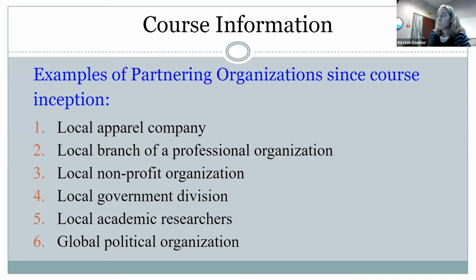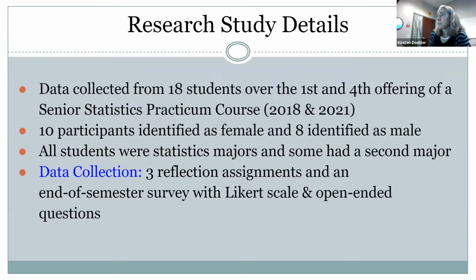Another example is a local branch of a professional organization, and that organization actually worked with the course over multiple years, which is kind of nice. If you have a good partnering organization, it can be good to work with them in multiple classes, multiple years. We've worked with local nonprofit organizations. Groups in the course have worked with local government divisions, local academic researchers outside of Elon, and then one group worked with a global political organization.